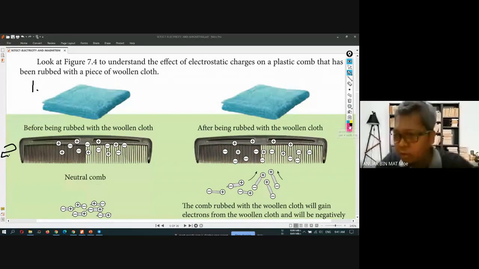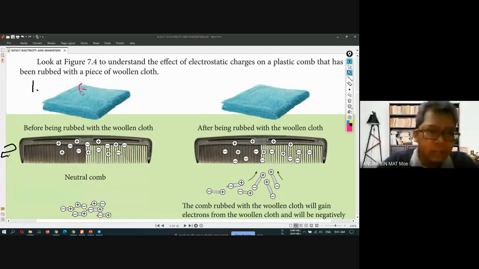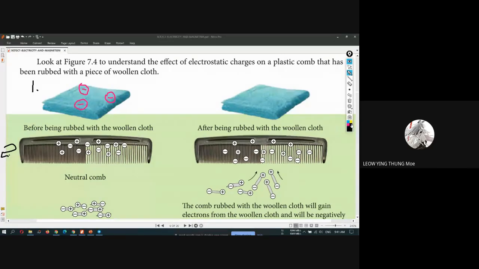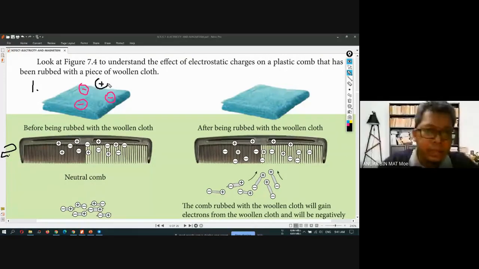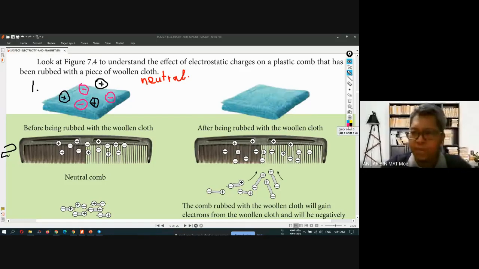If I can draw the picture over here, neutral. Neutral means what, class? Same positive and negative charges. For example, like this line I just drew for you, same. This is also what we call neutral. N-E-U-T-R-A-L, neutral.